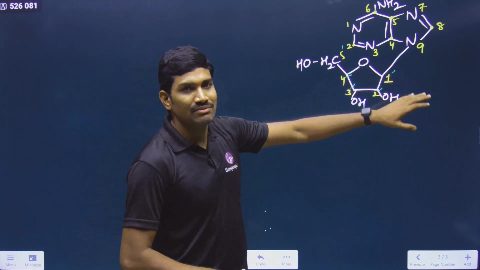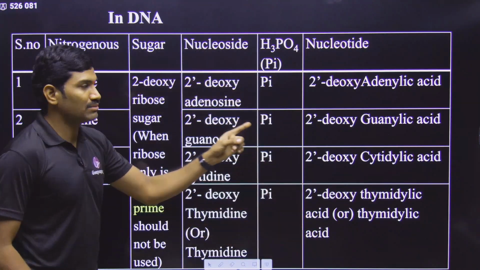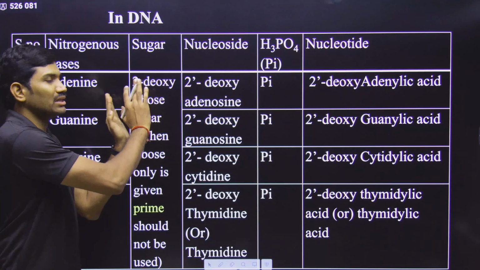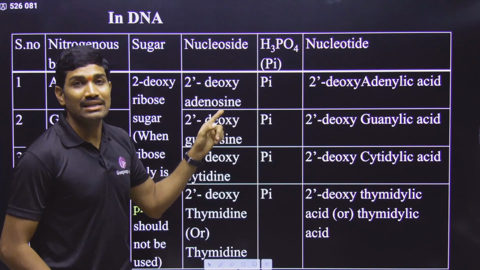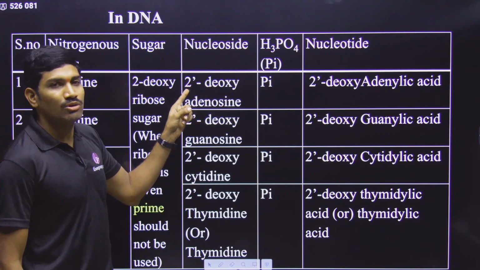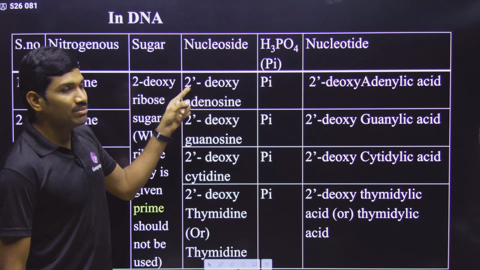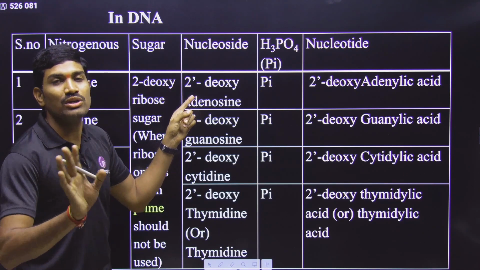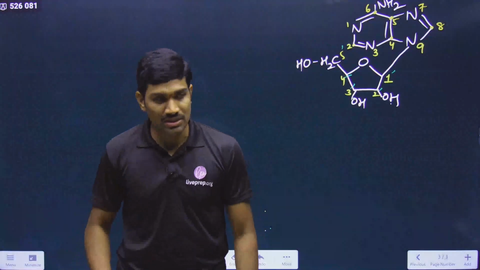So that is the reason why, when we are talking about this particular table, see here, individually the sugar is 2-deoxyribose. But once it is attached, if you want to talk about the second carbon of the sugar, it means 2' deoxy, it is not 2-deoxy. Do you have to understand this? So what happens if you say 2-deoxy?